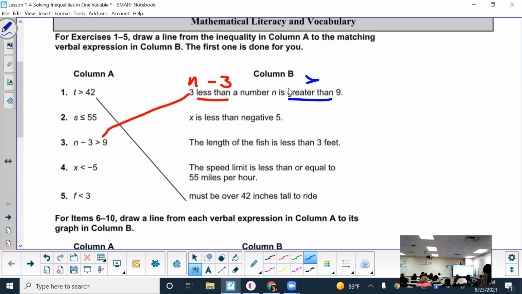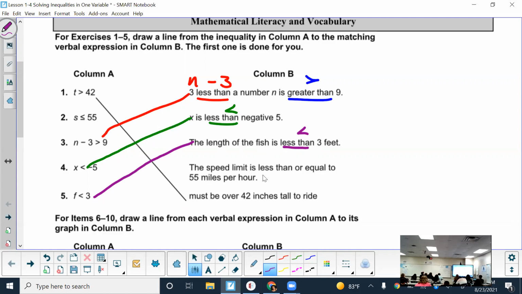All right, good. What about x is less than -5? Good. That one's pretty straightforward. This time less than means that symbol. So good. The length of a fish is less than 3 feet. 5. Good.